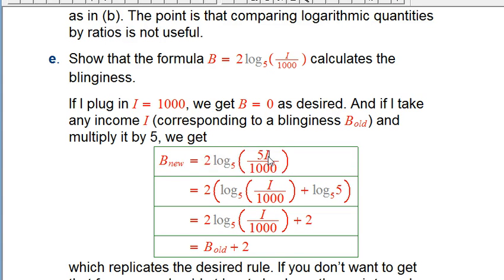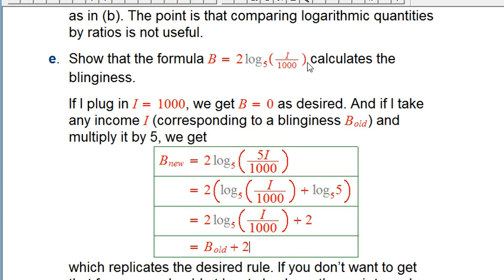Well, indeed I can. That's the log of 5 times I over 1,000, so it's log of I over 1,000 plus log base 5 of 5. And that's the key fact about logarithms that we're using here: the log of a product is the sum of the logs. Well, log base 5 of 5 is 1, and 2 times 1 is 2. So you get what you would have had without the 5. That's exactly the old blinginess value, voila, plus 2. So the new blinginess value is the old blinginess value plus 2.